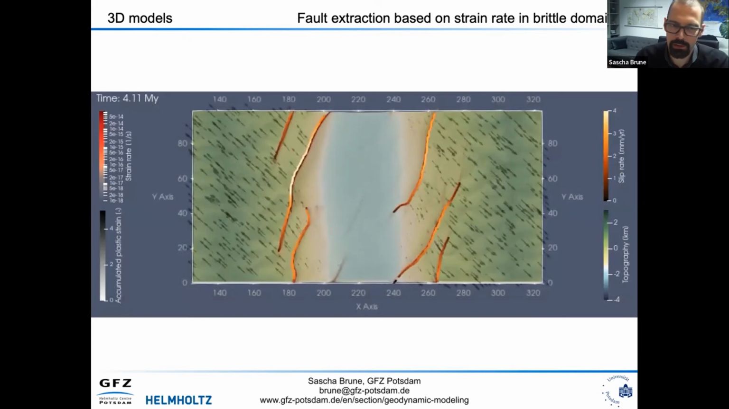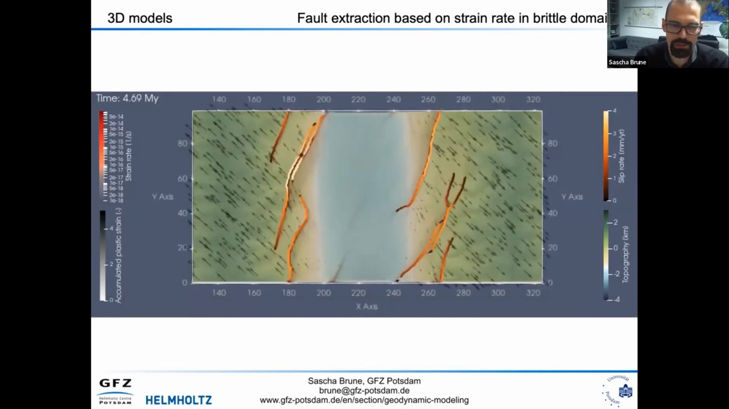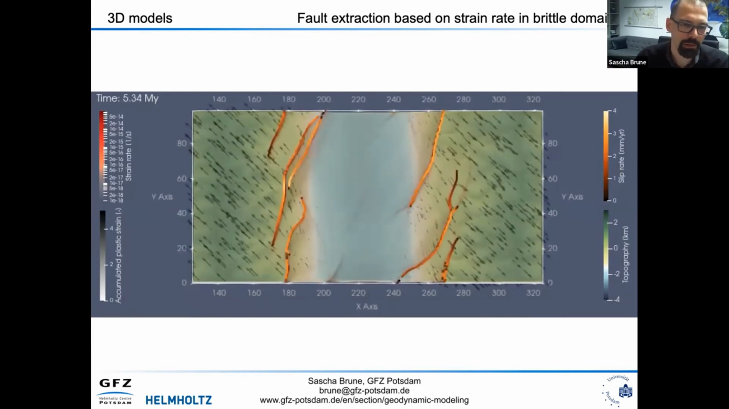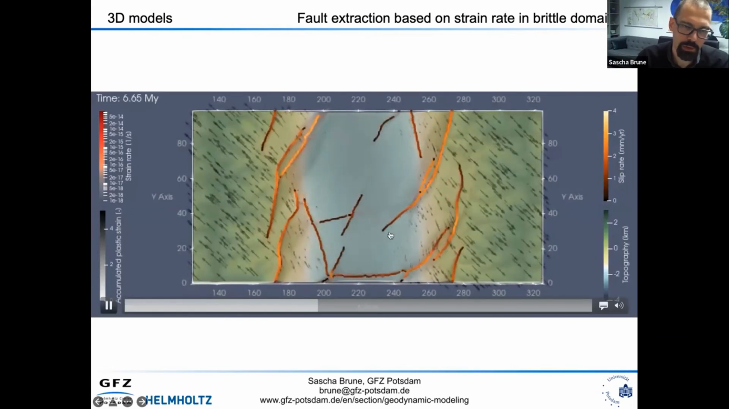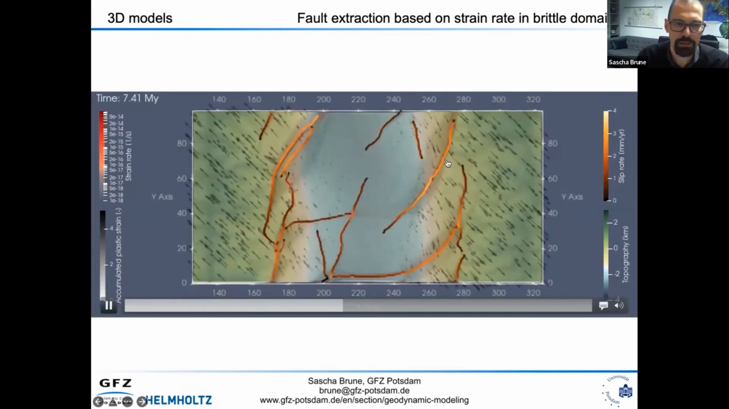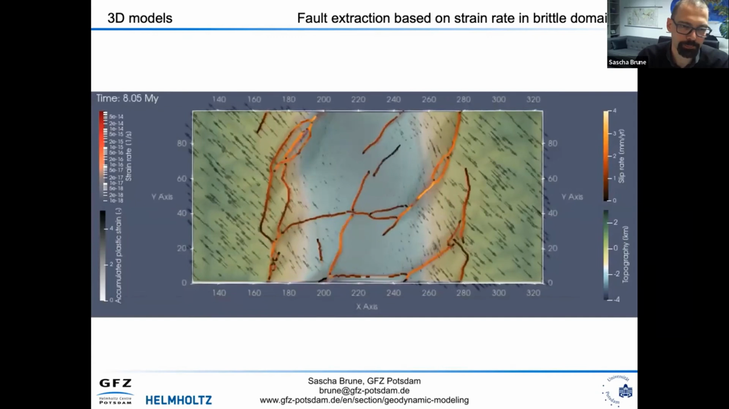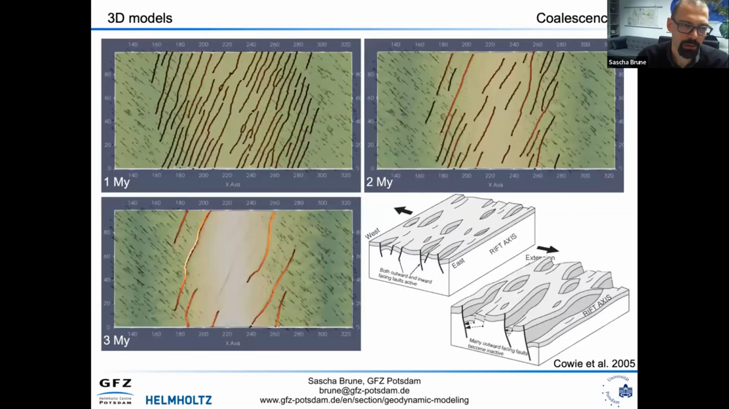This is nothing that you can get out of continuum models, because slip rate is defined only on the fault. And you see how the distribution of slip rate along the fault is low at the tips and high at the centers, and how it's evolving through time. And there are two take-home messages from this exercise.